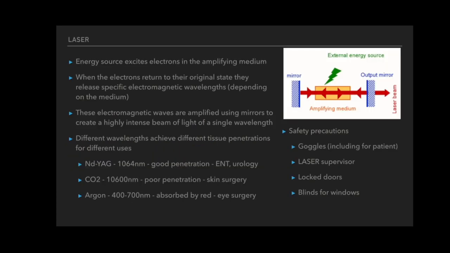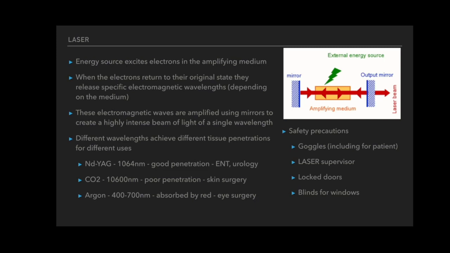If you look at the little diagram on the top right, you basically have an external energy source. Normally it's some sort of light or heater or electrical signal, which goes onto the amplifying medium. The amplifying medium can be solid, it can be gas, I think it can even be liquid. What it does within the amplifying medium is that it raises the electrons to a higher energy state, and then as the electrons drop back down to the lower energy state, they then release radiation themselves.